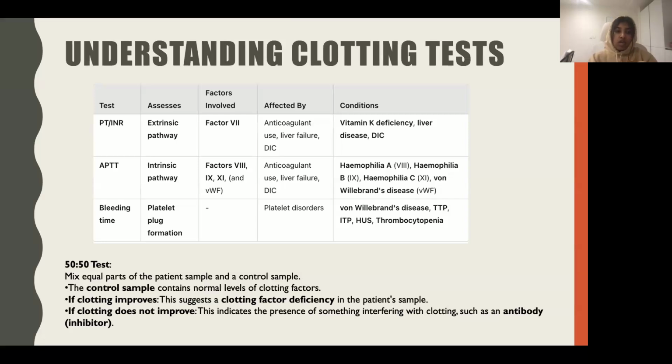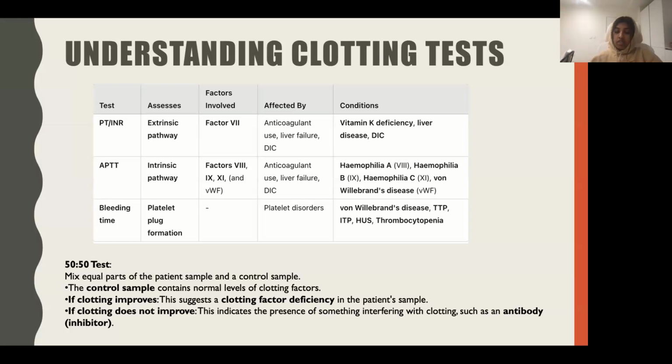Bleeding time assesses how quickly your platelet plug is formed. Again, it's affected by your platelet disorders. It can also be affected by von Willebrand disease, TTP, ITP, HUS, and thrombocytopenia. So I would say the main takeaway here is know your APTT is used for your hemophilia and your von Willebrand disease.